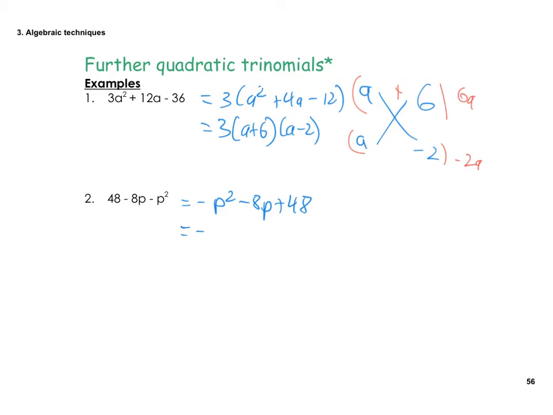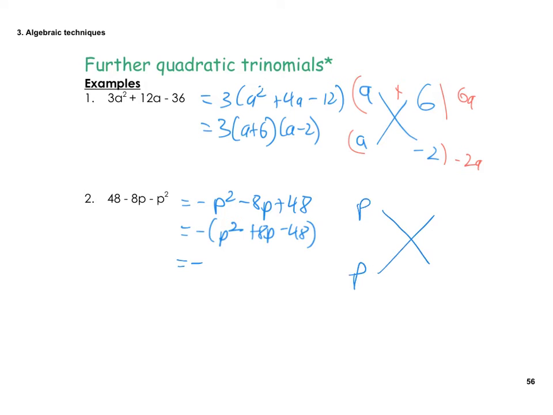So equals negative p squared plus 8p minus 48. And to clarify that, minus p squared, minus plus is minus, minus minus is plus. So this is the same as this. But this is now much nicer because it's plus in here. Okay, so equals, that minus is there on the side. Let's do our cross again.